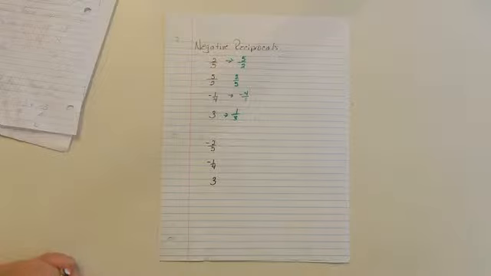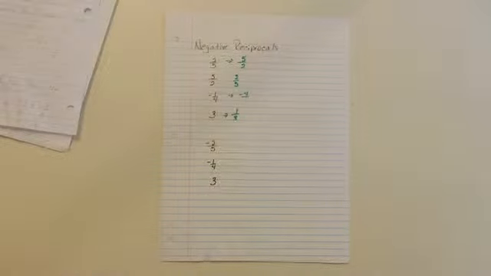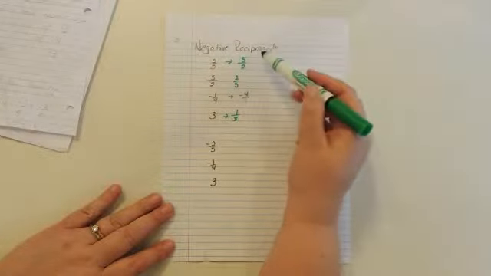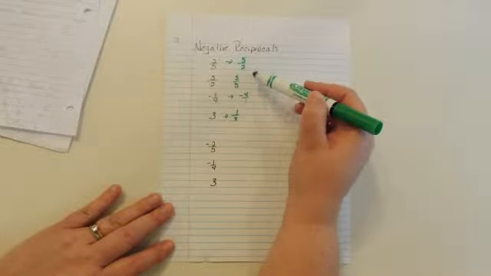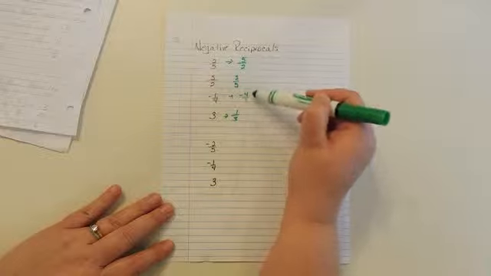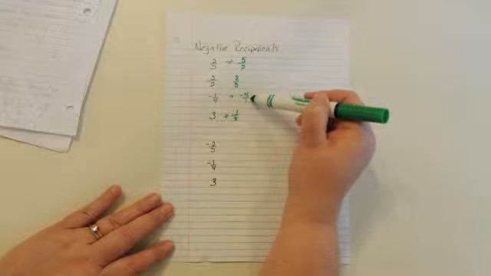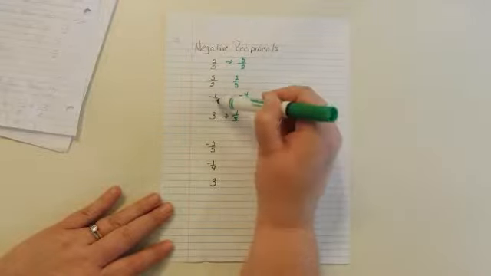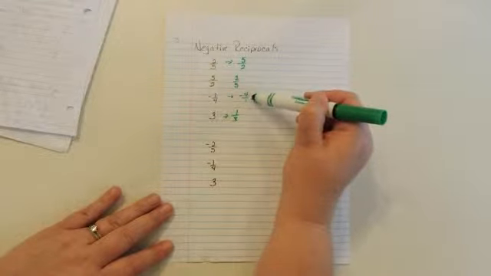Okay? The sign of a number is the same as the sign of its reciprocal. If 2/5 is positive, then 5/2 is positive. If negative 1/4 is negative, then the reciprocal also has to be negative, negative 4.